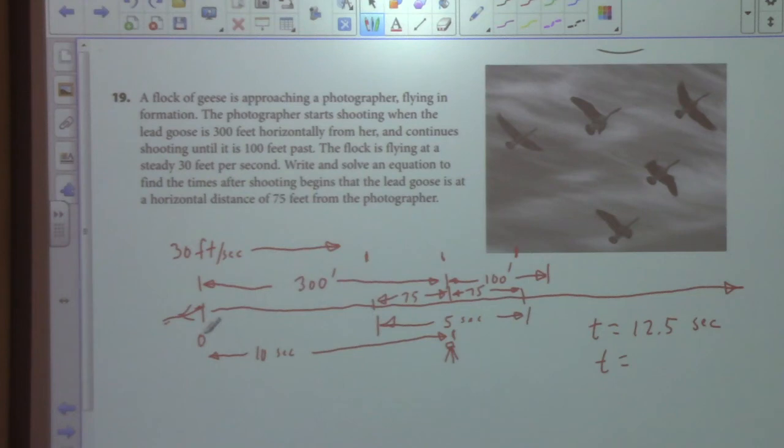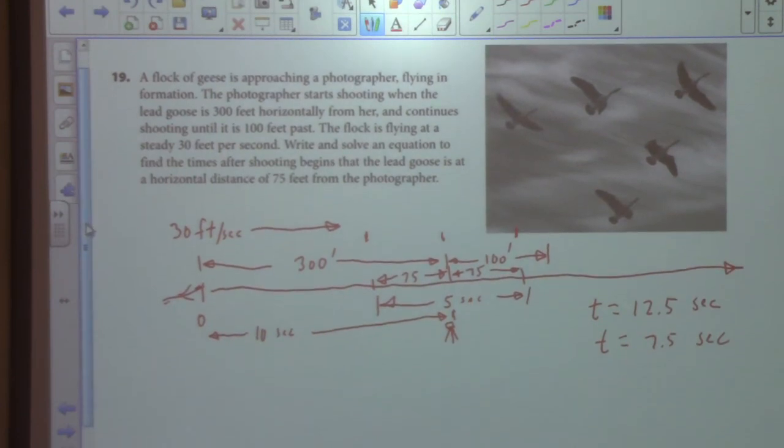How much time does it take to get from here to here? 7.5. I think 7.5 seconds, right? Okay, and so that's just sort of looking at it, drawing, thinking, calculating, figuring out what it was. So we have what the answers are, we've solved it, but how do we make an equation to represent what this is?